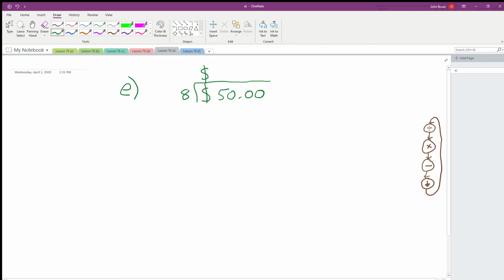Oops. Oh, it keeps going. It doesn't like me doing the circles. Okay, we'll just do it like that. Okay. So 8 won't go into 5. 5's too small. We're doing the division step right now.